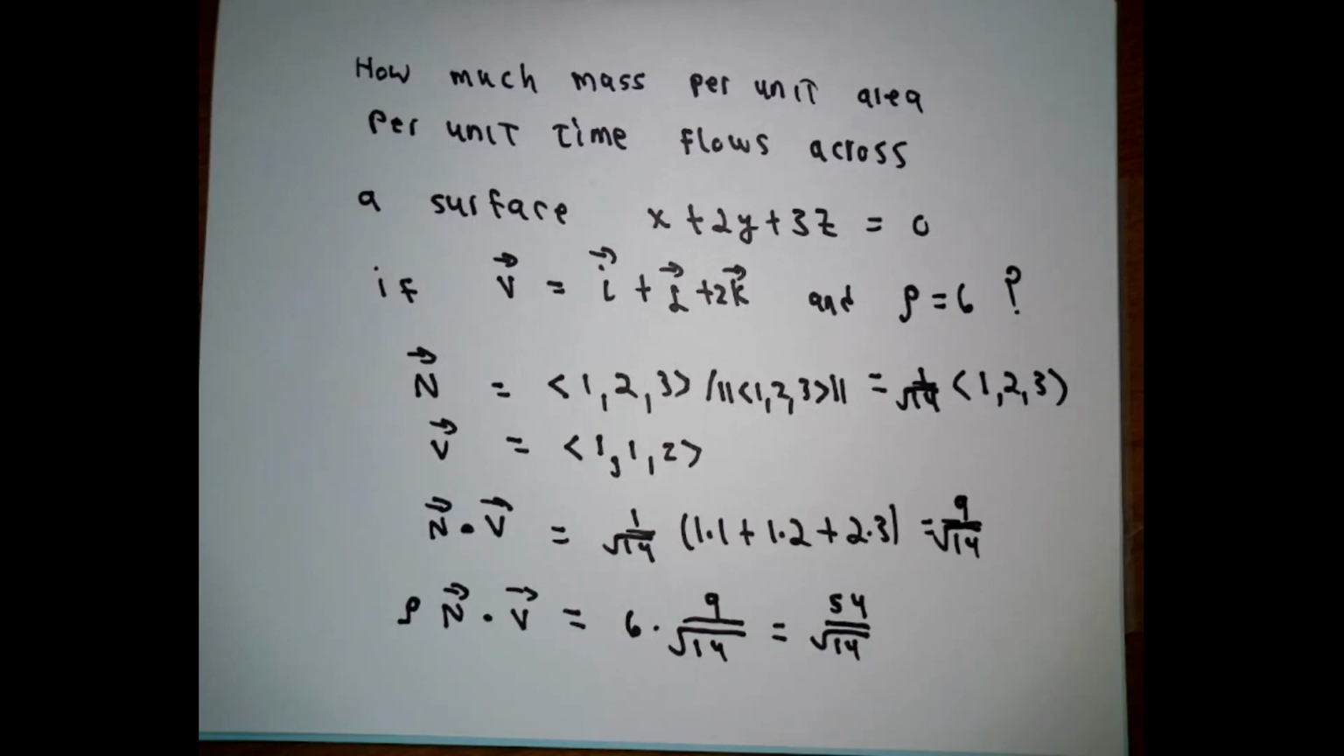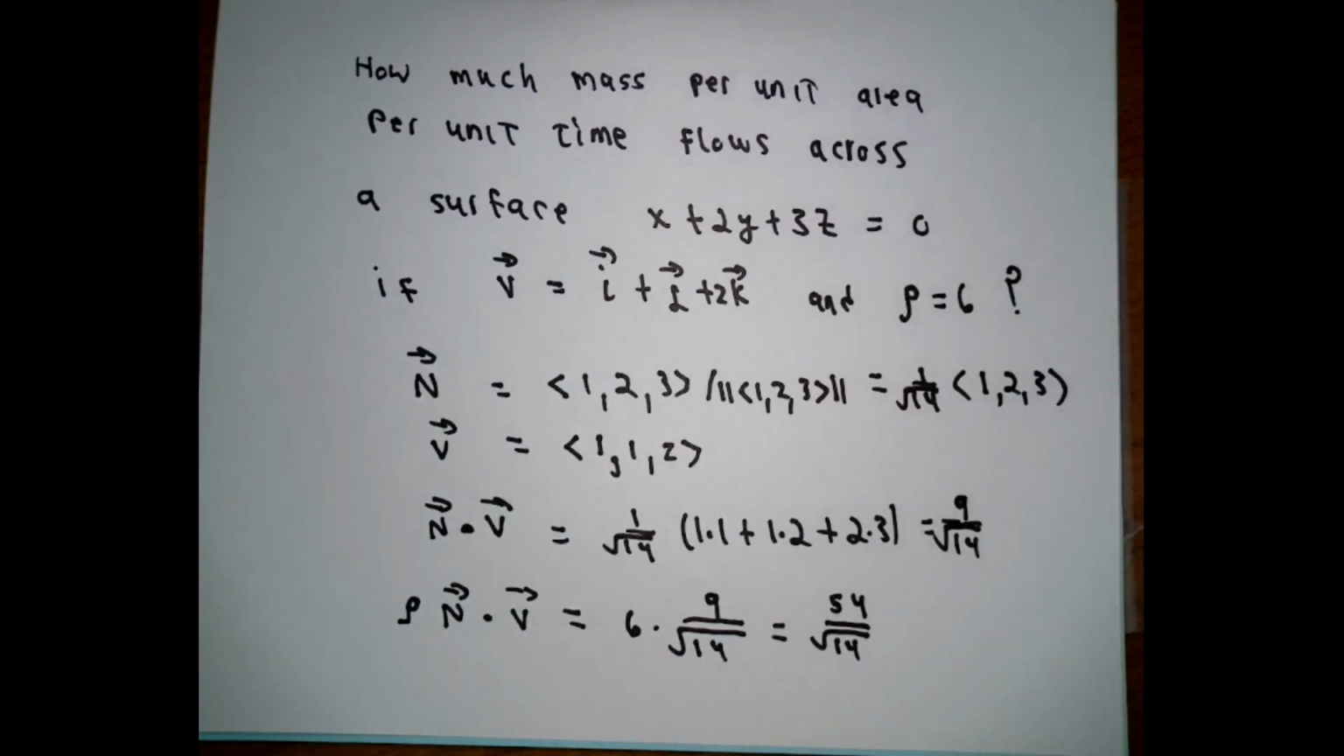Not to insult anyone's intelligence, but how much mass per unit area per unit time flows across the surface x plus 2y plus 3z equals 0 if the velocity vector of the particles is i plus j plus 2k and the mass density is 6?